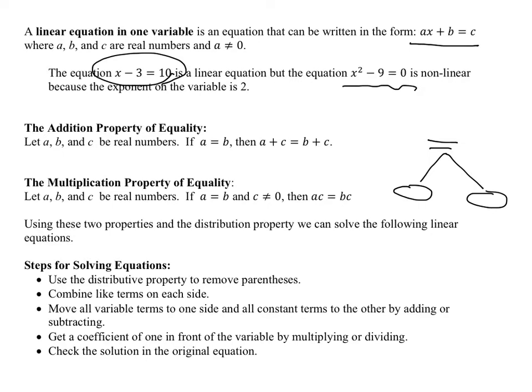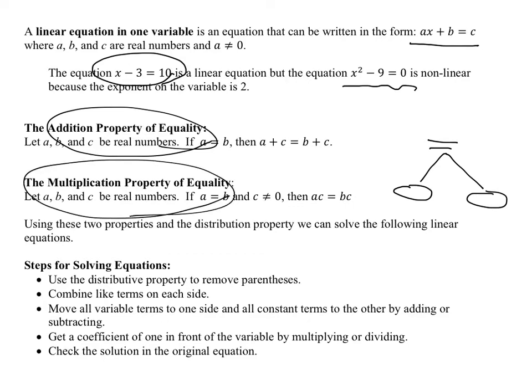What I add to one side, I have to add to the other to keep it balanced. What I multiply on one side by one thing, I have to multiply on the other to keep it balanced. Same thing with division and subtraction. So keeping these two properties in mind, the addition property of equality just says you've got to add the same thing to both sides or you're not going to stay balanced. And the multiplication property of equality says you've got to multiply by the same thing on both sides or you're not going to be balanced.